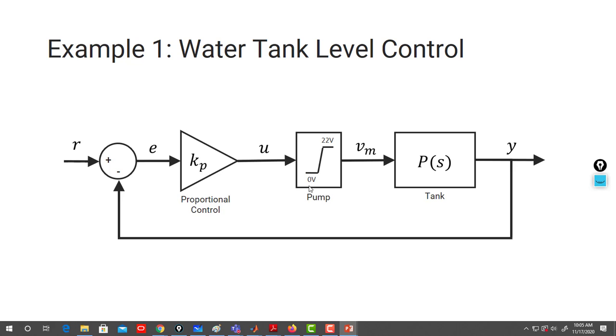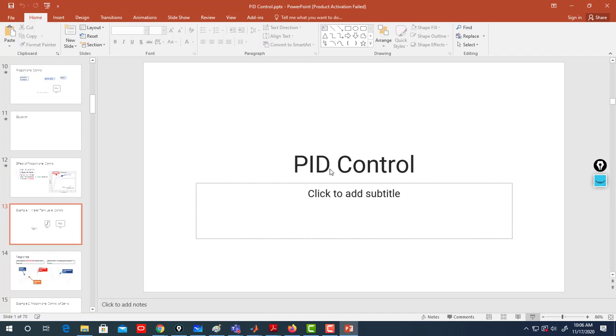Here we represented this last time when we were talking about on-off control. This is a pump, water tank level, and you want to do proportional control for it. This is the pump voltage it takes. The dynamic of the pump is assumed to be included in the tank itself. But here you add a limit: the minimum voltage it can take is 0, the maximum is 22 volt.